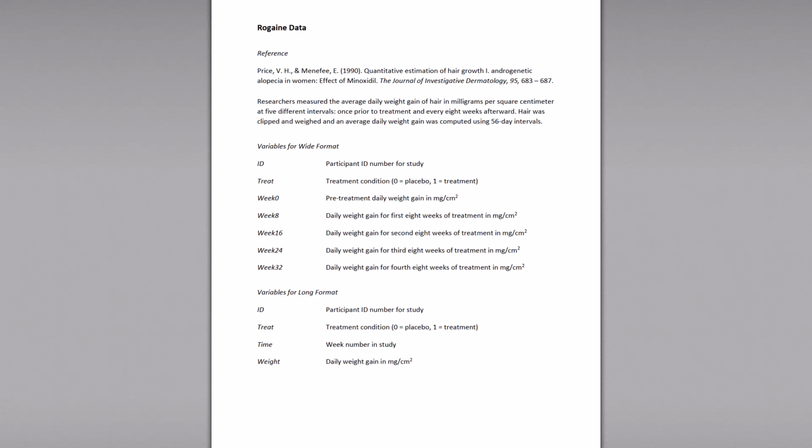Now, as with the within subjects design, we're going to have two formats because remember, we're going to have a between and a within factor. So we're going to have variables in the wide format and variables in the long format. Let's look at what these are going to be. We're going to have an ID for each participant, and that ID number is going to show up in both formats. Then we're going to have a treatment condition, and this will also show up in both formats. The treatment condition is placebo or treatment.